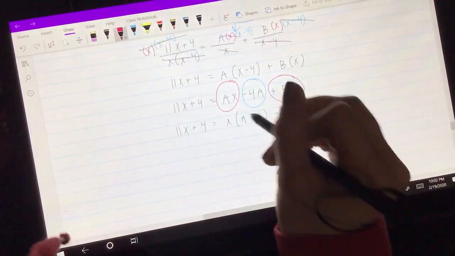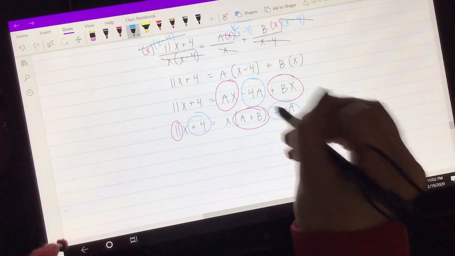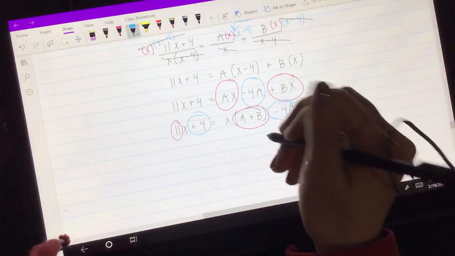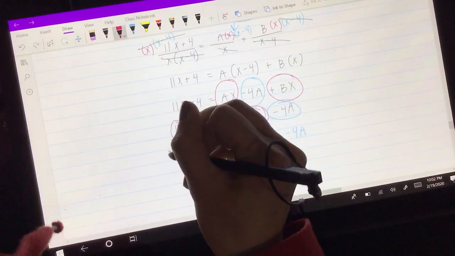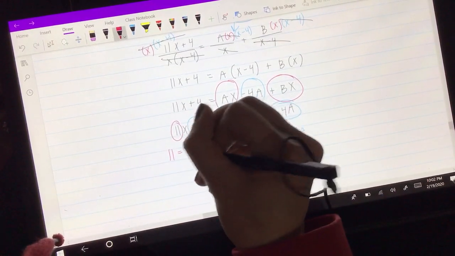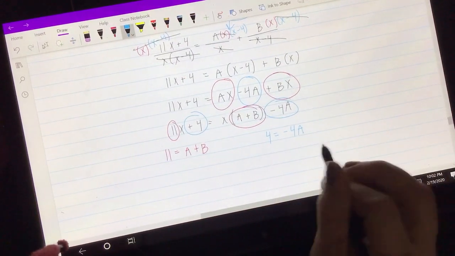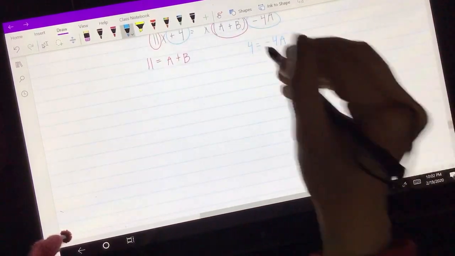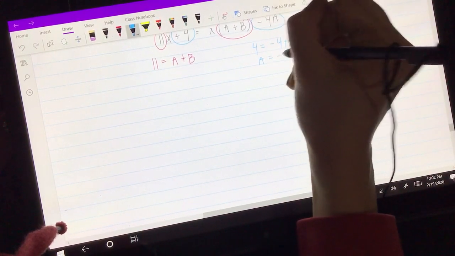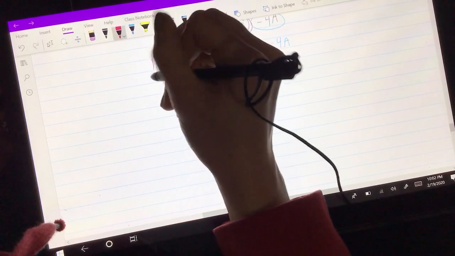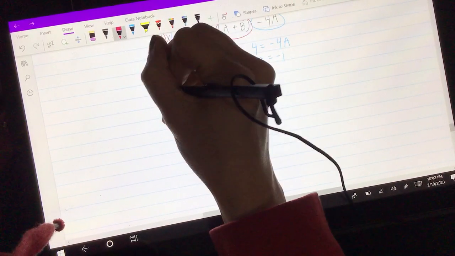Okay, remember we need the constants to be the same, the coefficients to be the same. So set it up as an equation. We know 4 equals negative 4a and 11 equals a plus b. You could set this up as a matrix, but this equation only has one variable, so go ahead and solve it. A is equal to negative 1. Therefore, let's plug that in. B is equal to 12.